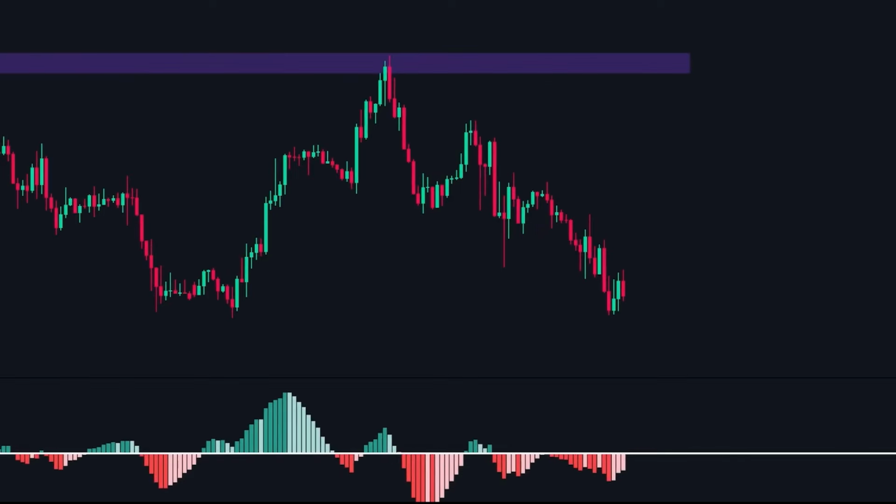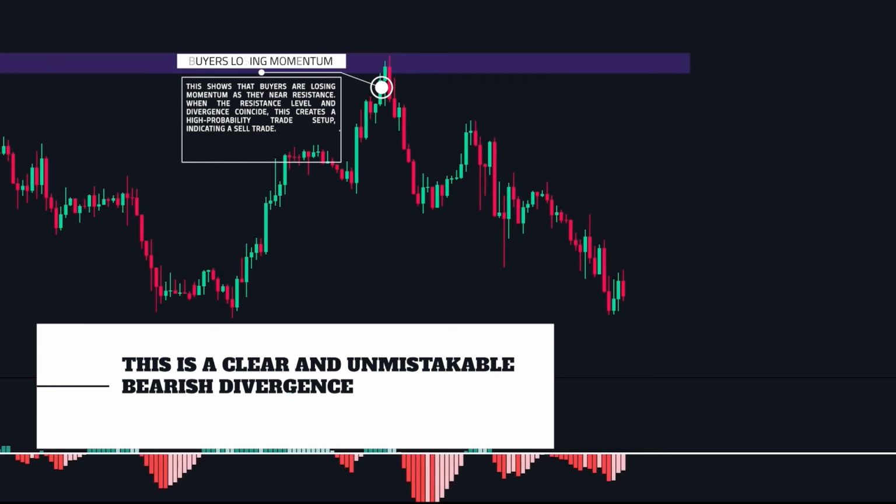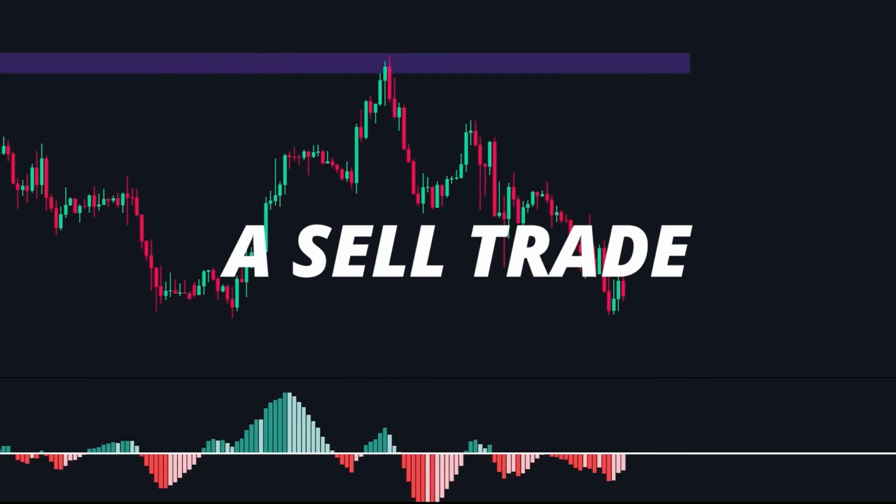We then turn to a 1-hour chart to look for divergences. On the 1-hour chart, we can see that the price reached a higher high around the resistance level, but the MACD indicates lower highs. This is a clear and unmistakable bearish divergence, showing that buyers are losing momentum as they near resistance. When the resistance level and divergence coincide, this creates a high probability trade setup, indicating a sell trade.